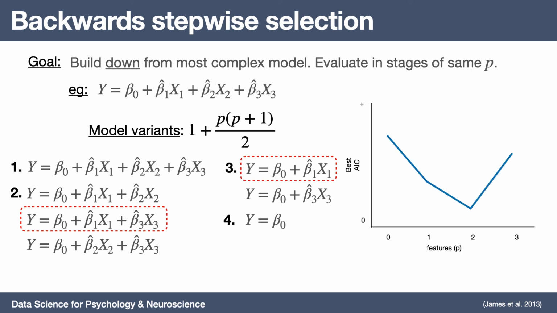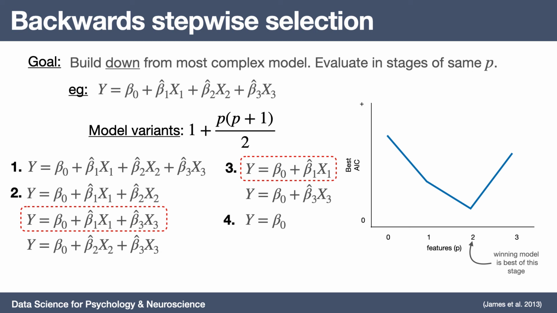And just as before, we would say, okay, of these heats, when we worked backwards from p equals 3 to p equals 0, which one has the lowest information criteria overall of the best performing models in each one of these heats? And again, it might be this model here, which is the one with both x1 and x3.